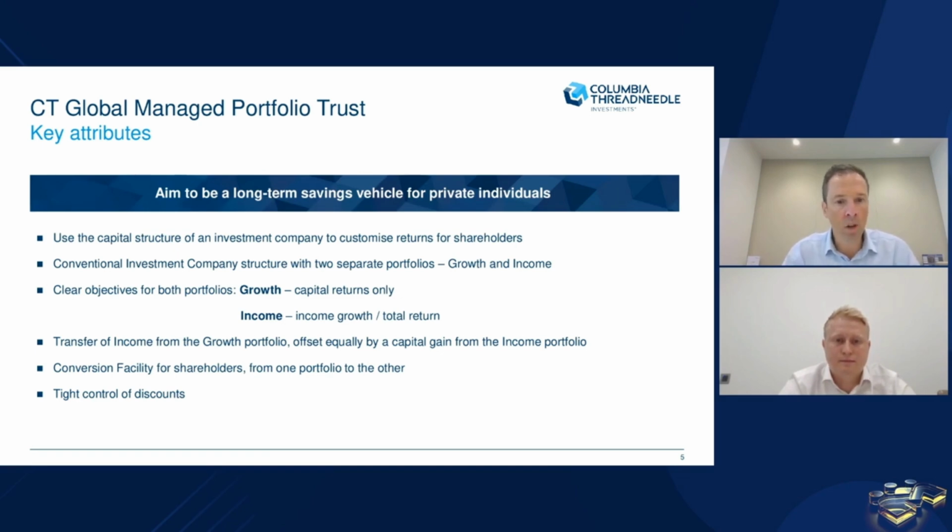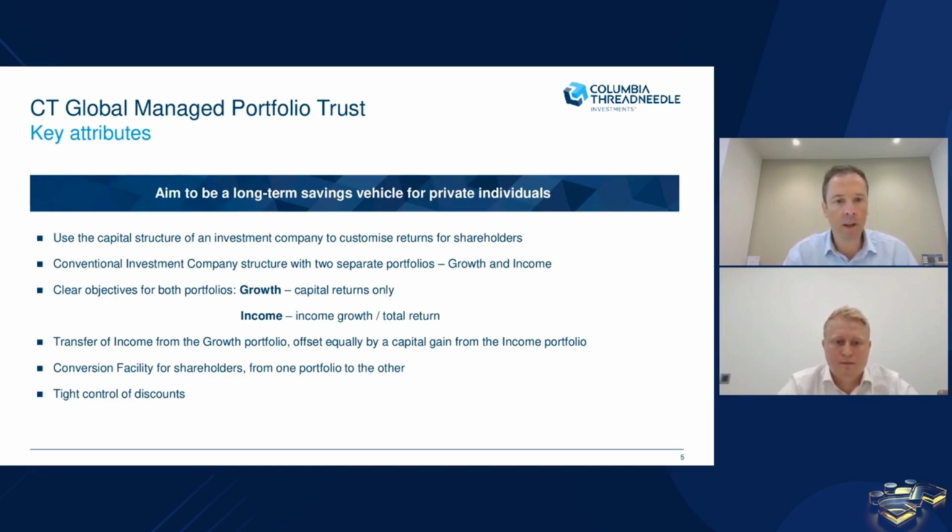And then there's also an annual conversion facility for shareholders. Once a year in October, investors are able to transfer their shares from one share class to the other. So, for example, if you've been an investor in the growth portfolio for a number of years, obtaining capital growth, and then you reach a certain stage in your life where you think a bit of extra income might come in handy, you can use that conversion facility to transfer your shares over at minimal cost to the income portfolio to achieve some income, and vice versa.